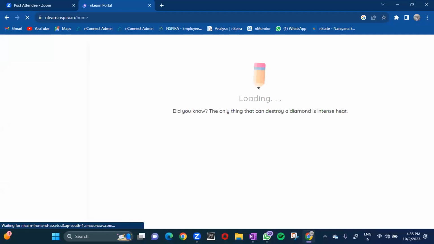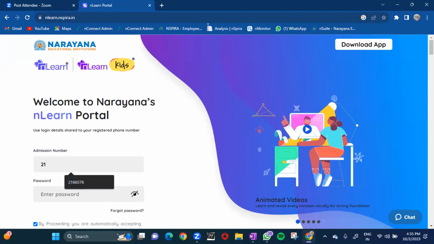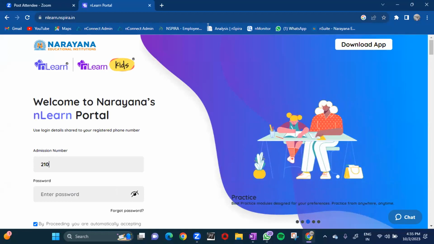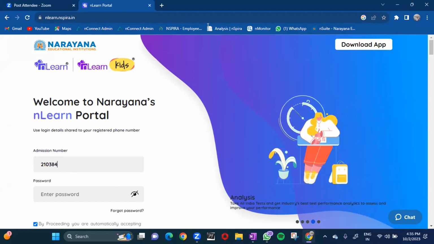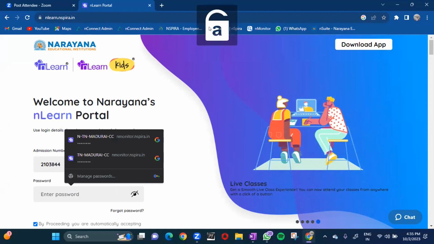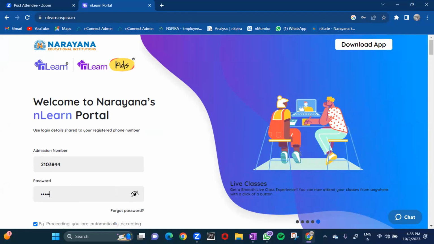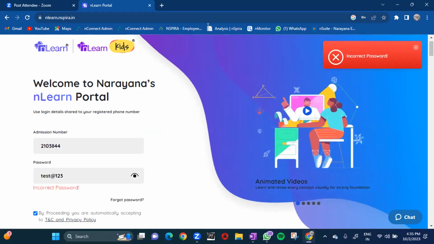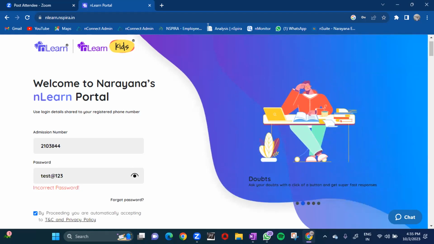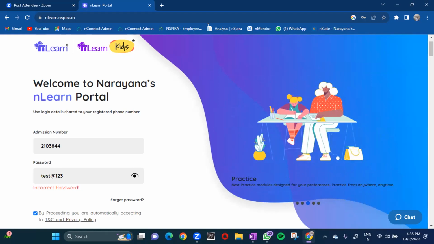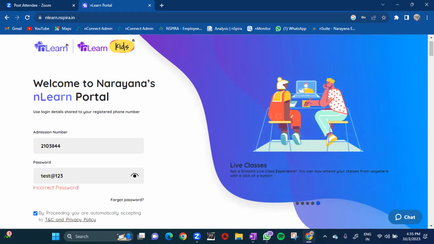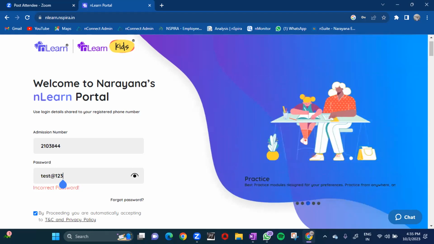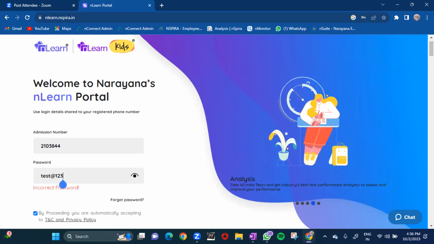Once again, tell your admission number once again. 21038 44. Password. Tested the red 123. No, you changed the password. You changed your password, no? I'm unable to log in. You changed the password. I am also trying to log in. One second there. Stay online.